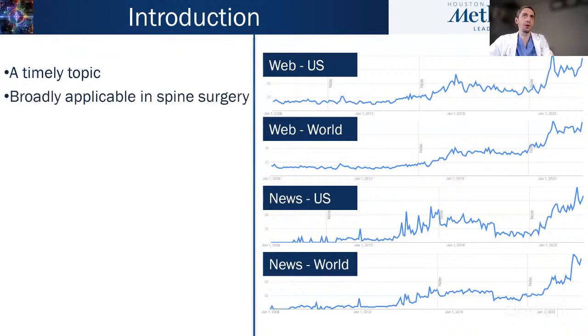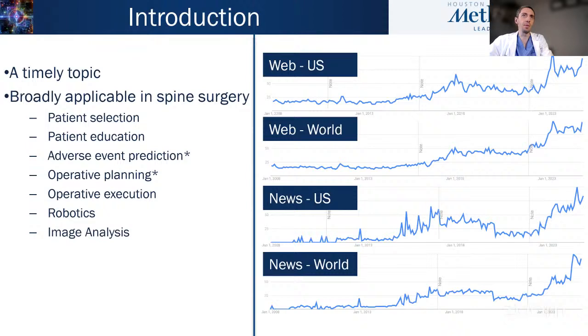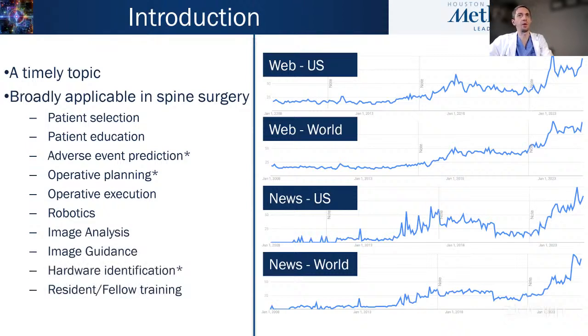As we know, artificial intelligence is pretty broadly applicable in spine surgery across the board. If you take a look at the existing papers, it's been applied for patient selection, education, adverse event prediction, operative planning, operative execution, and robotics. Ties in nicely to the course you guys will have coming up tomorrow. Image analysis, image guidance, hardware identification, and even resident and fellow training.